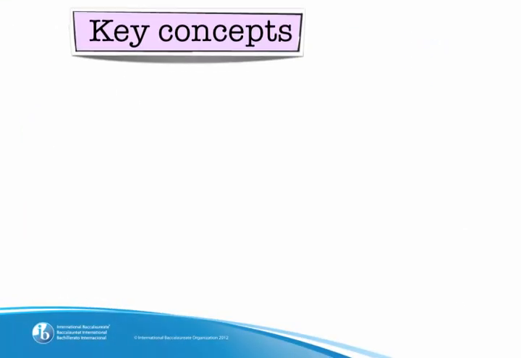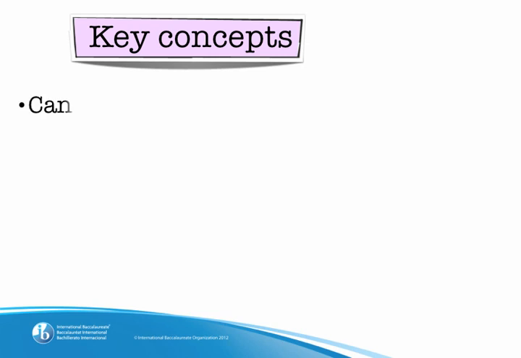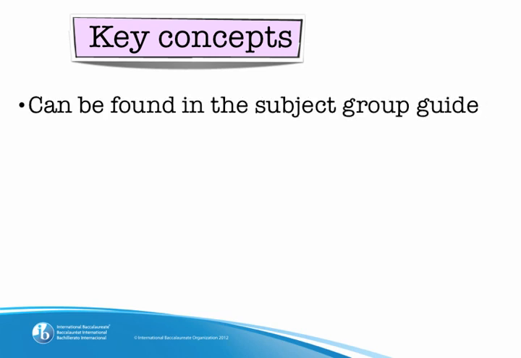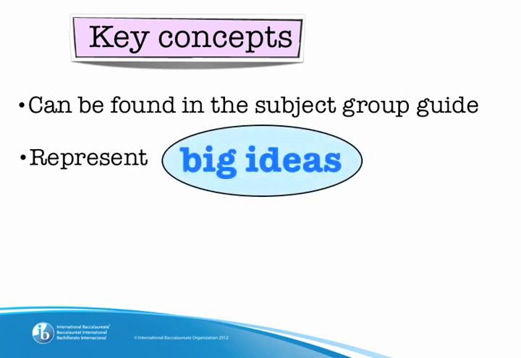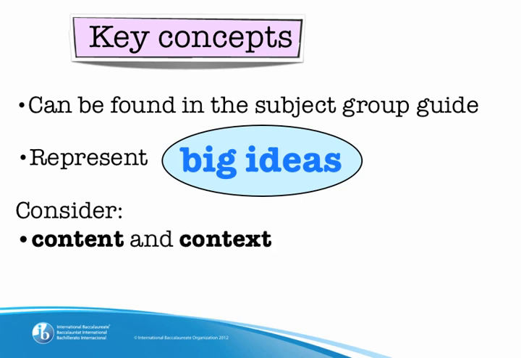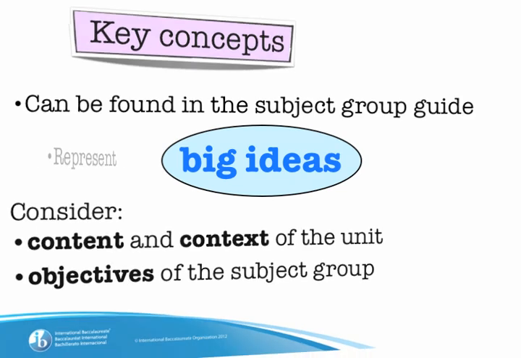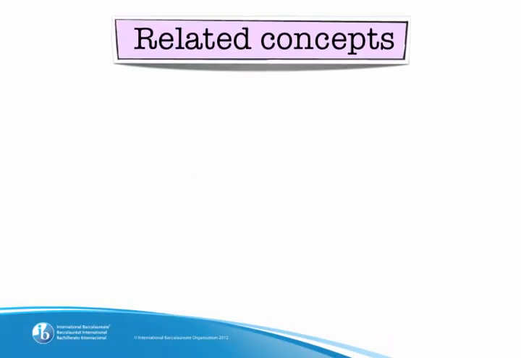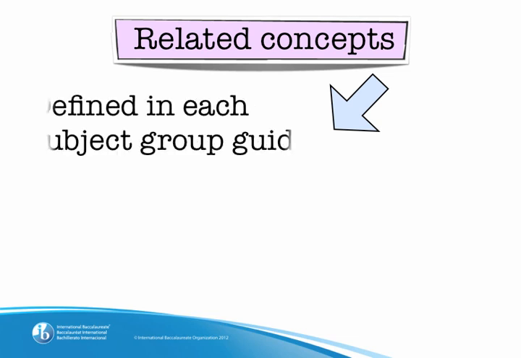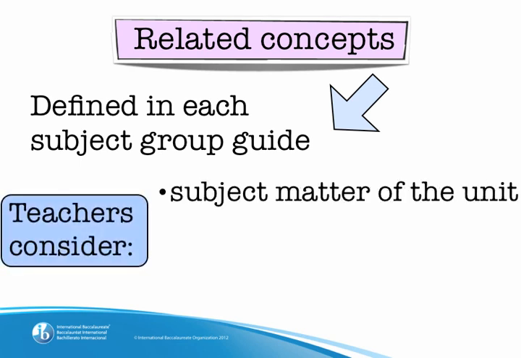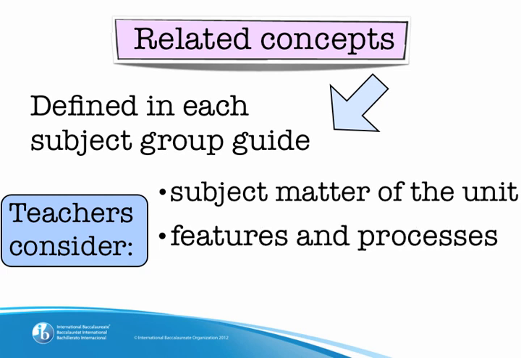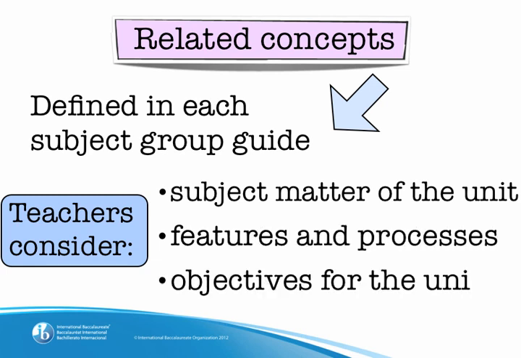Key concepts. The key concepts for each subject group can be found in the subject group guide. Identify one key concept that represents the big ideas for the unit, considering the content and context of the unit and the objectives of the subject group. Related concepts. Related concepts are listed and defined in each subject group guide. When choosing related concepts for the unit, consider the subject matter of the unit and/or the craft of the subject, its features and processes, and the objectives identified for the unit.